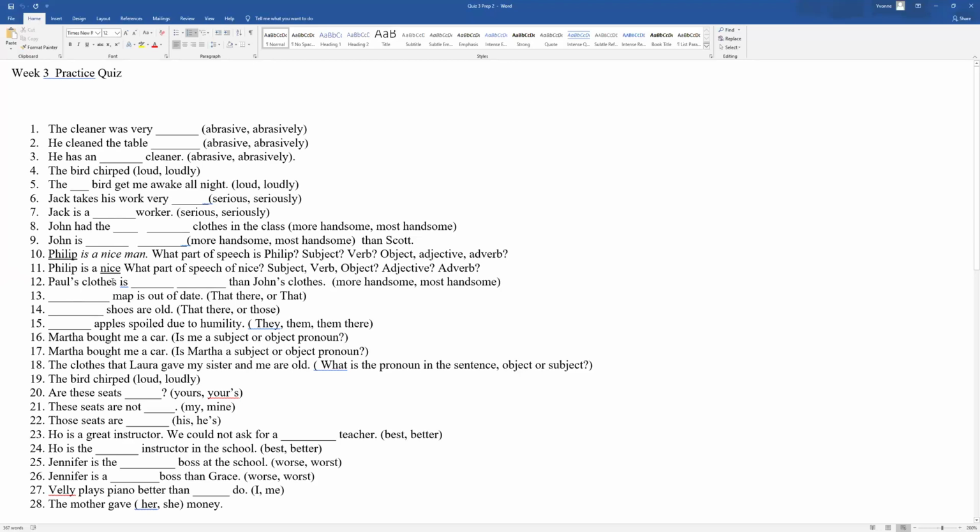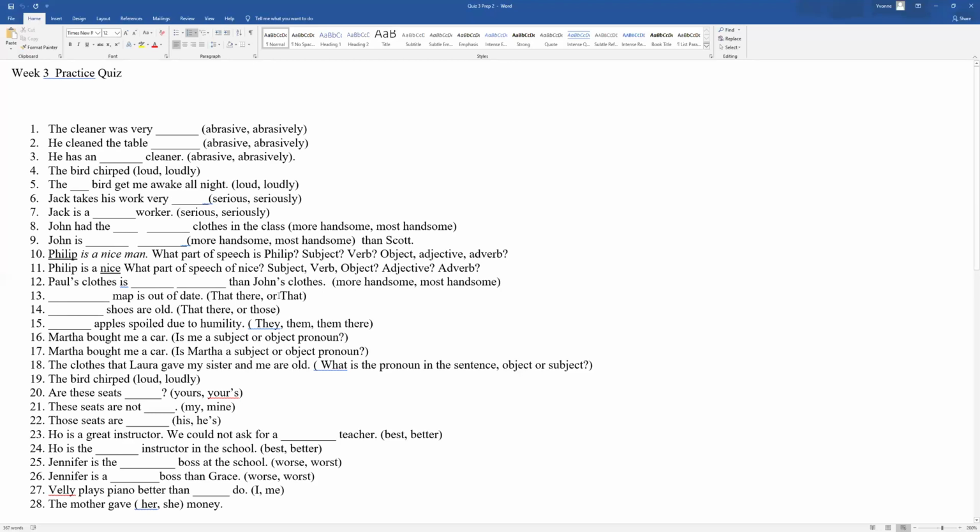Paul's clothes is more handsome than John's clothes. Once again, we're comparing 2 things, Paul and John. Therefore, you use more handsome. Another trick too is the word than. If they put the word than in there, it's a dead giveaway. It's a comparative. More than, less than, those are all comparatives.